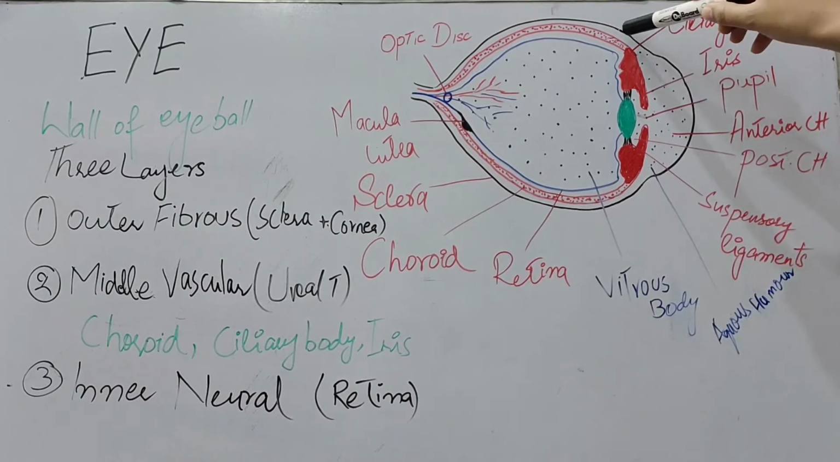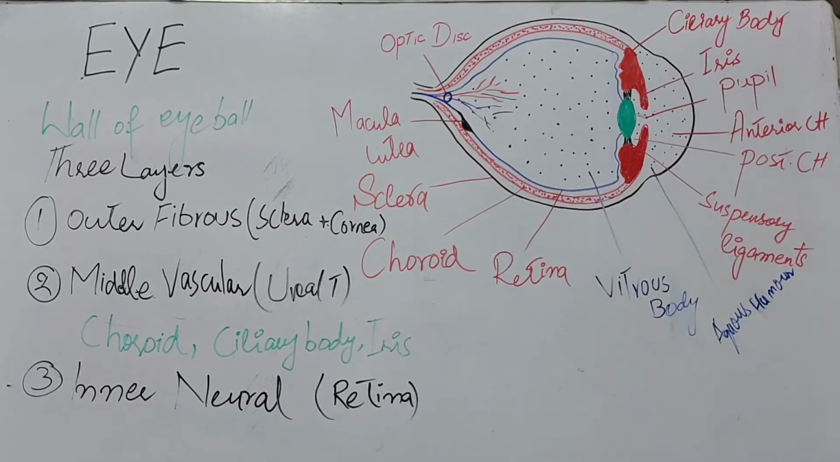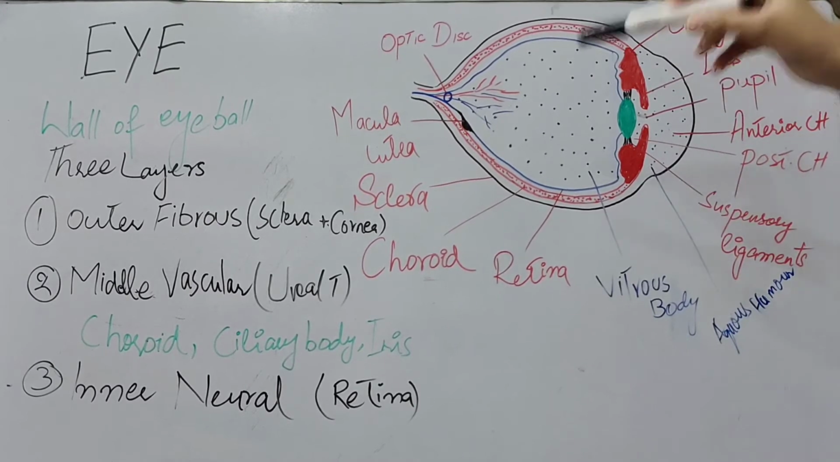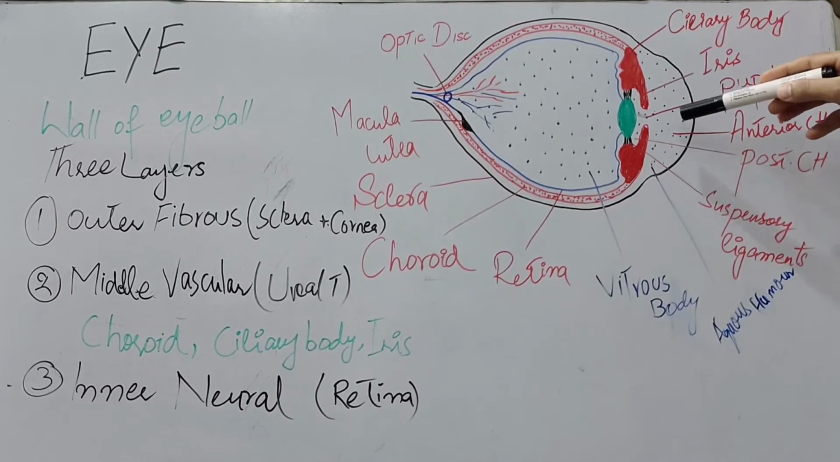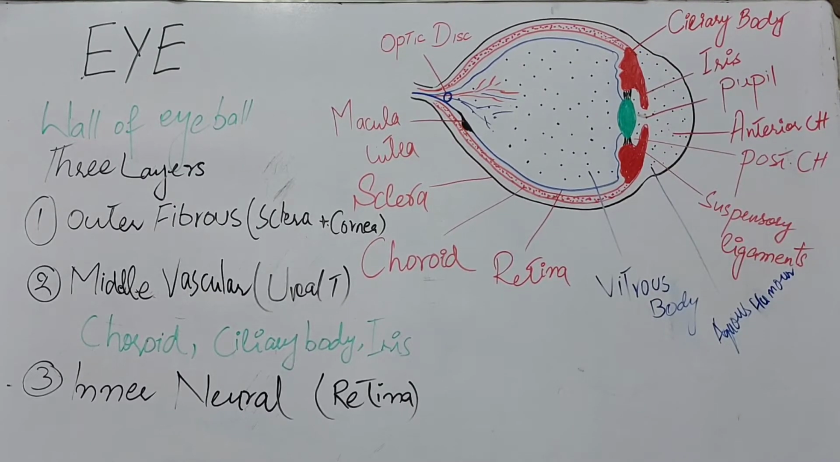Fibrous layer covering the posterior part of the eyeball is known as sclera. Sclera is basically whitish part of the eye which is visible to us. The fibrous layer covering the anterior part of the eyeball is known as cornea. The cornea is a transparent membrane, while sclera is whitish in color. This is thick fibrous structure which protects the eye from different type of injuries.